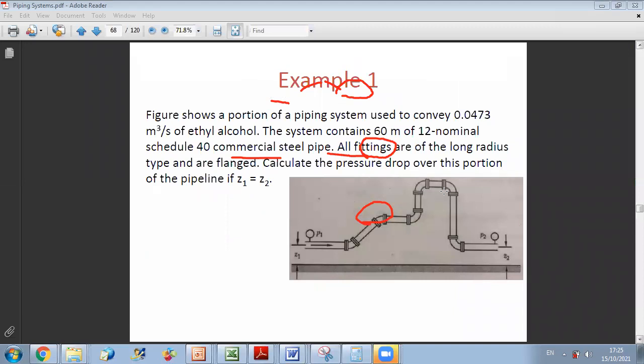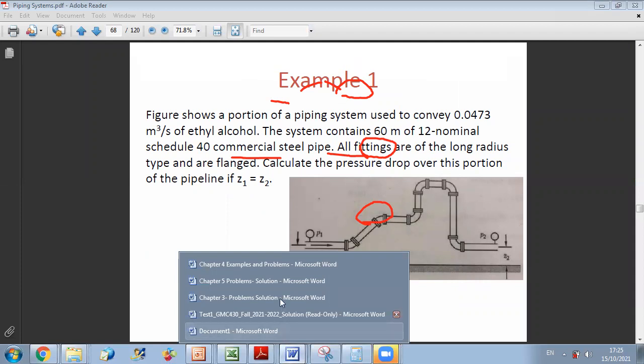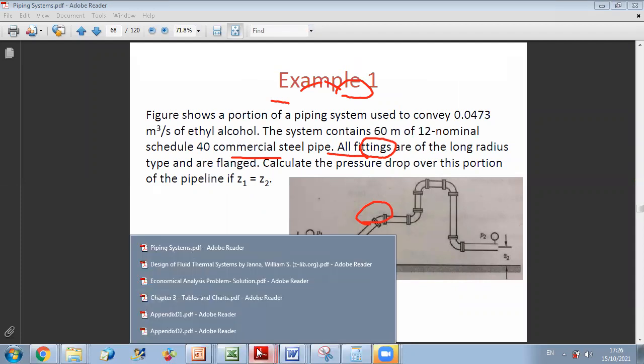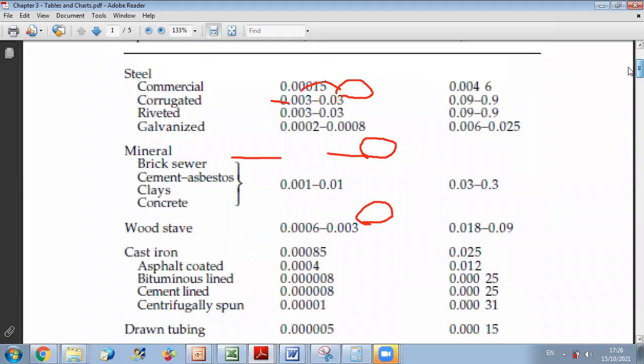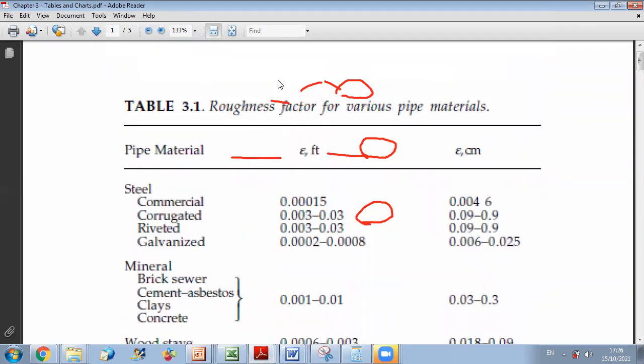Now we have everything needed, we just still have roughness. They said that the type is commercial steel pipe. So we go again to our tables in order to find the corresponding roughness of commercial steel. For commercial steel, we have epsilon equal to 0.0046 centimeters.